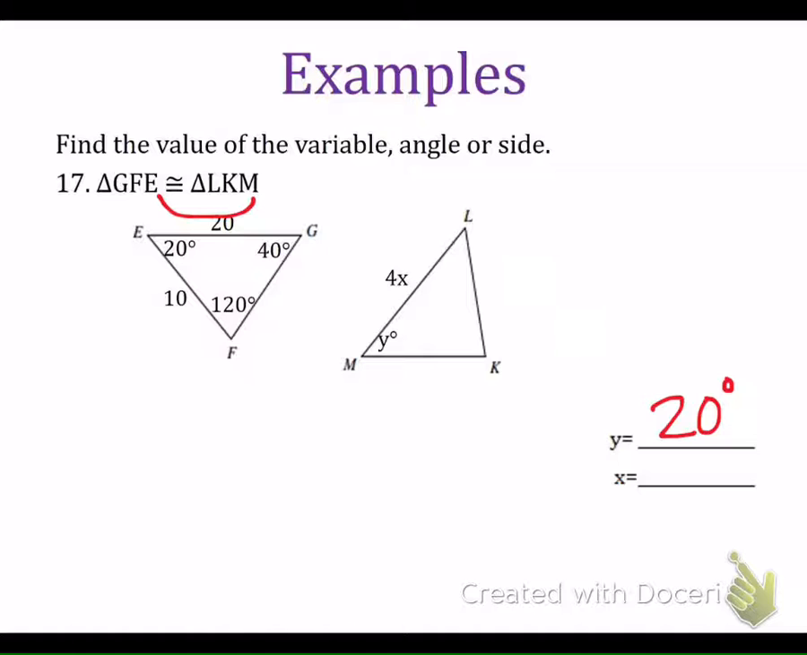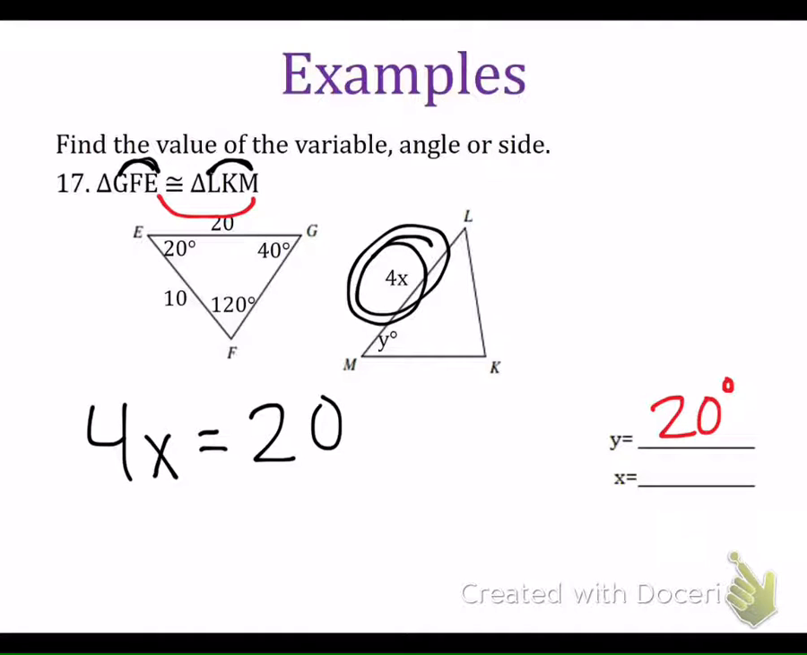Now, I don't even see an X. Where's X? Oh, gotcha. ML, right? So M and L, third and first. Third and first. So 4x equals what? 20. Good.